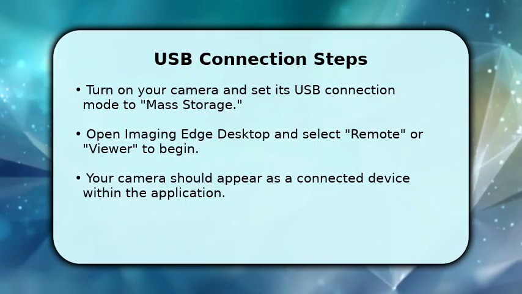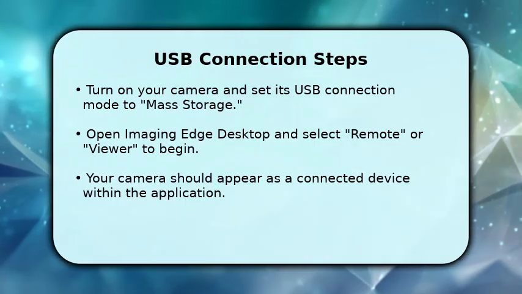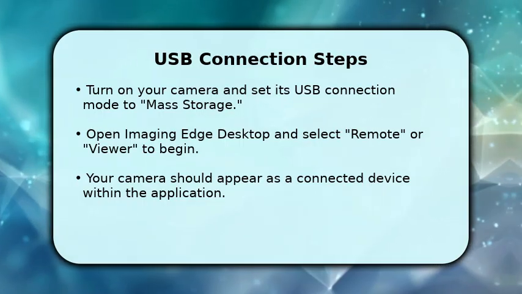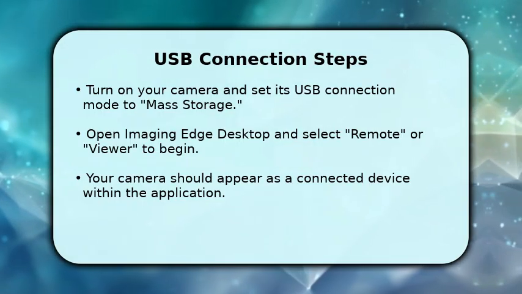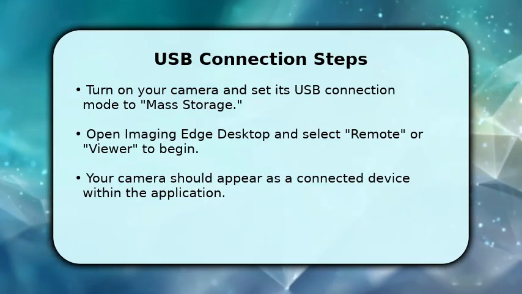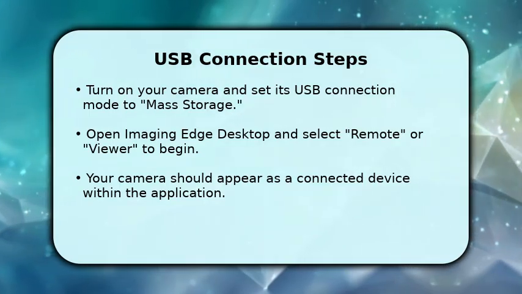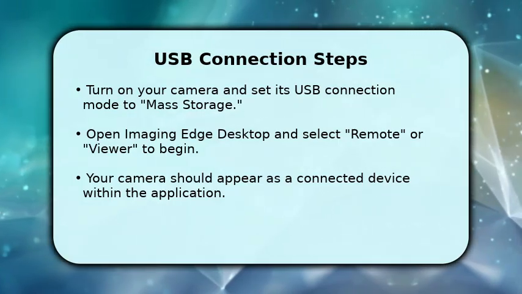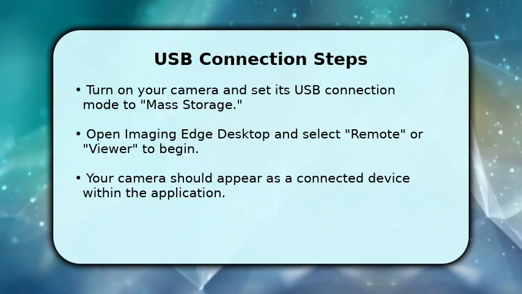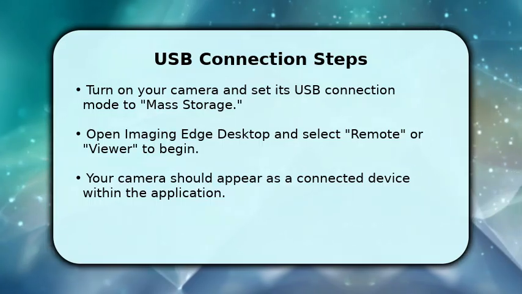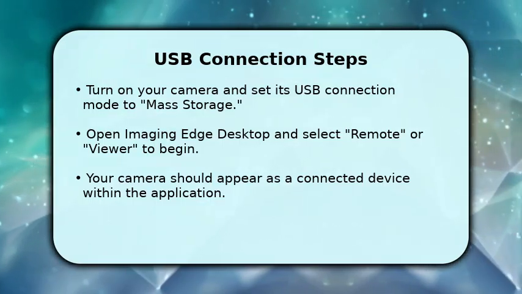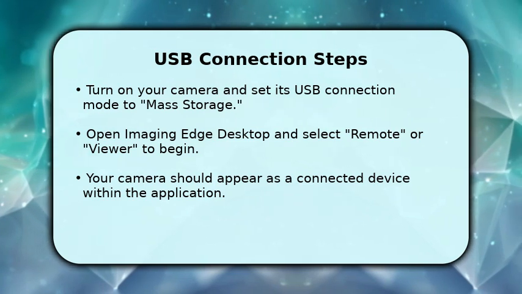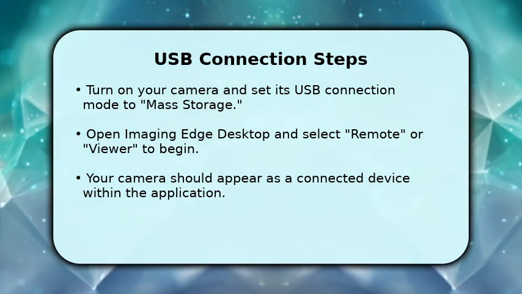For a USB connection, begin by turning on your camera and navigating to its menu settings. Locate the USB connection mode and select either mass storage or MTP for proper recognition. Once your camera is configured, open the Imaging Edge Desktop application on your computer. From there, choose the remote or viewer option. Your camera should then be recognized and displayed as a connected device, ready for image transfer or remote control.